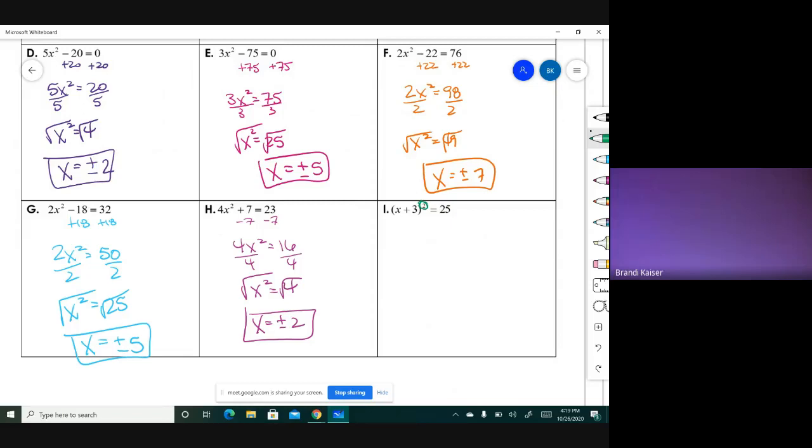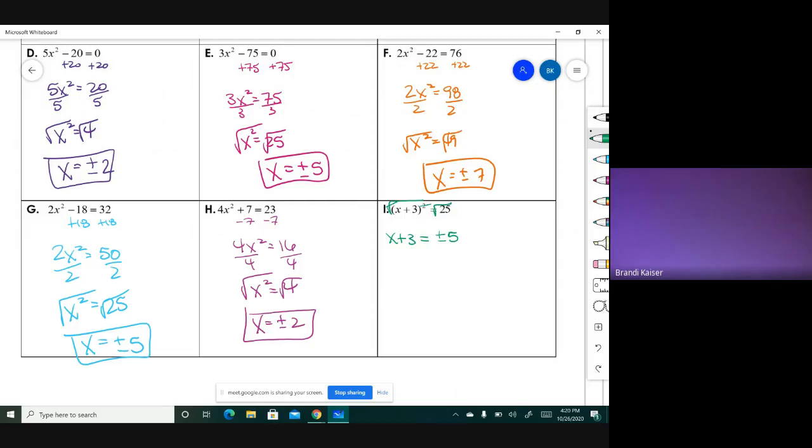Okay, so this is one time where I would actually have to use a square root first to cancel out that square and be able to solve. So I'm going to square root both sides. The square root and the square cancel out. All I have is x plus 3 left. When I square root 25, though, just like all my other problems I'm solving, I end up with a positive and negative 5.